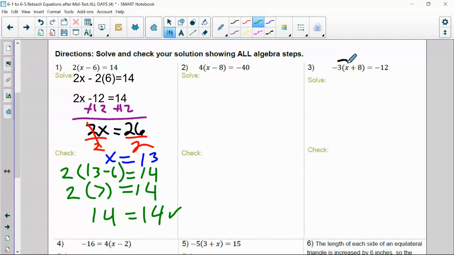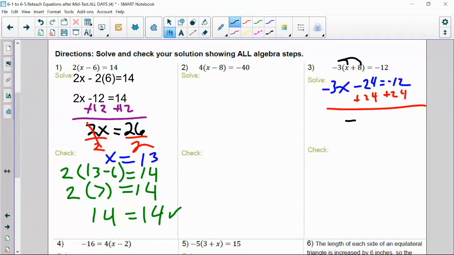Remember you're taking 3 times x. You have negative 3 times x and negative 3 times 8. So negative 3 times x is negative 3x. And then if I take negative 3 times 8, I get negative 24. So there's our new equation. Now we break it down, add 24 to both sides. Negative 3x, these canceled, equals 12.